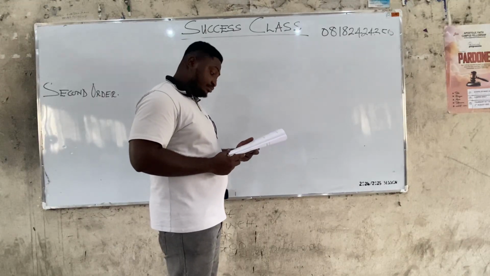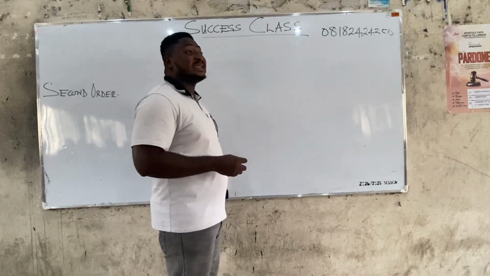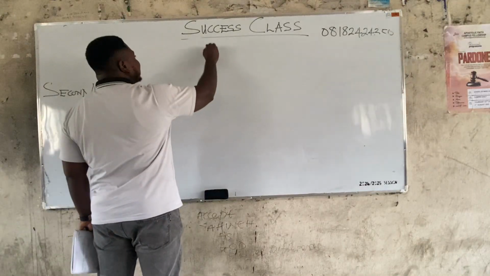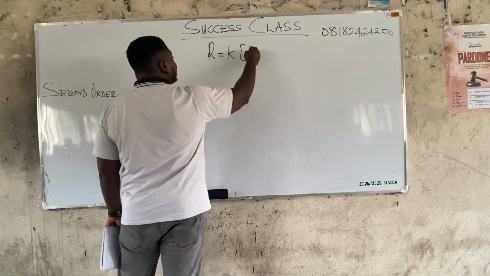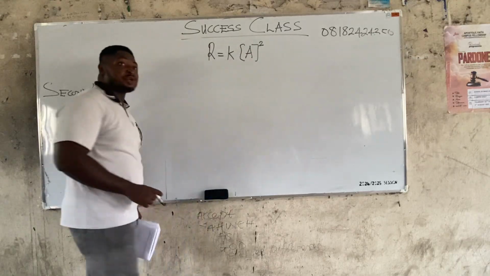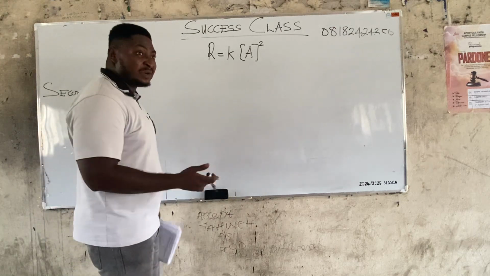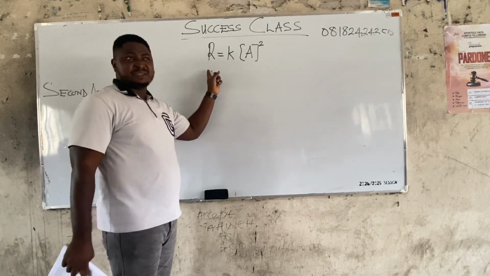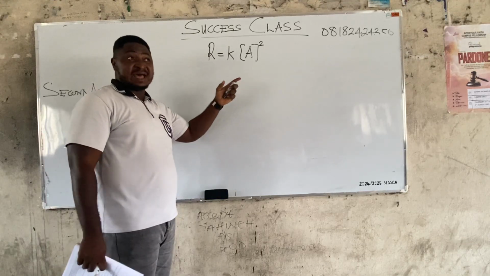Now class, I'll just mention the rate equation for the second order reaction. R equals k A raised to power 2. This must be the rate equation for a second order. If you are asked to give an example of a rate equation for a second order reaction, this is what you should write.